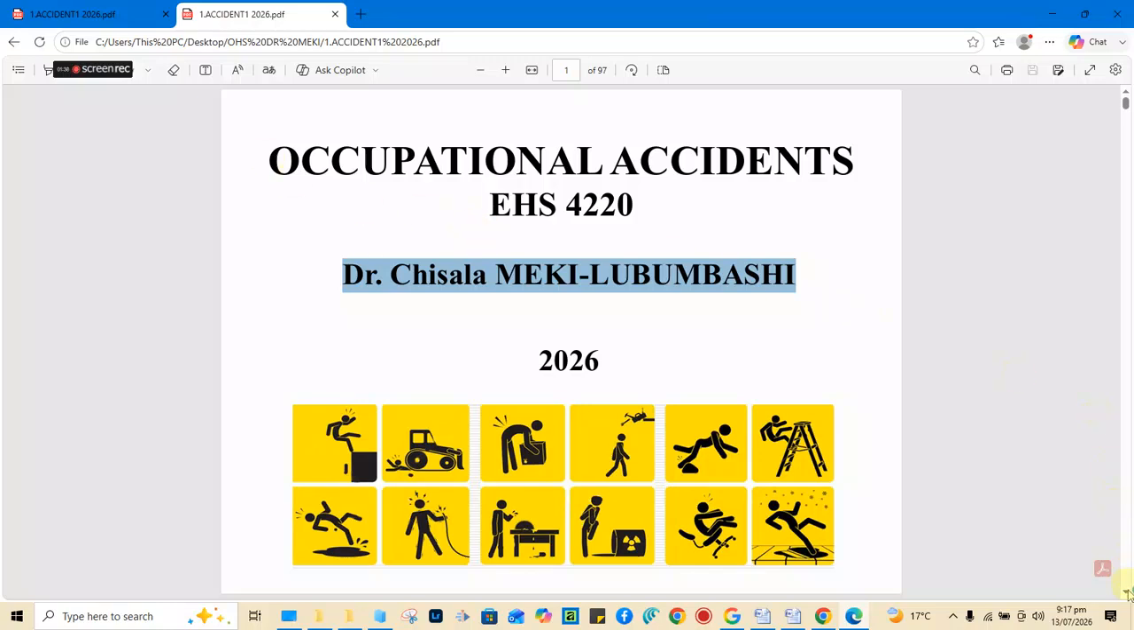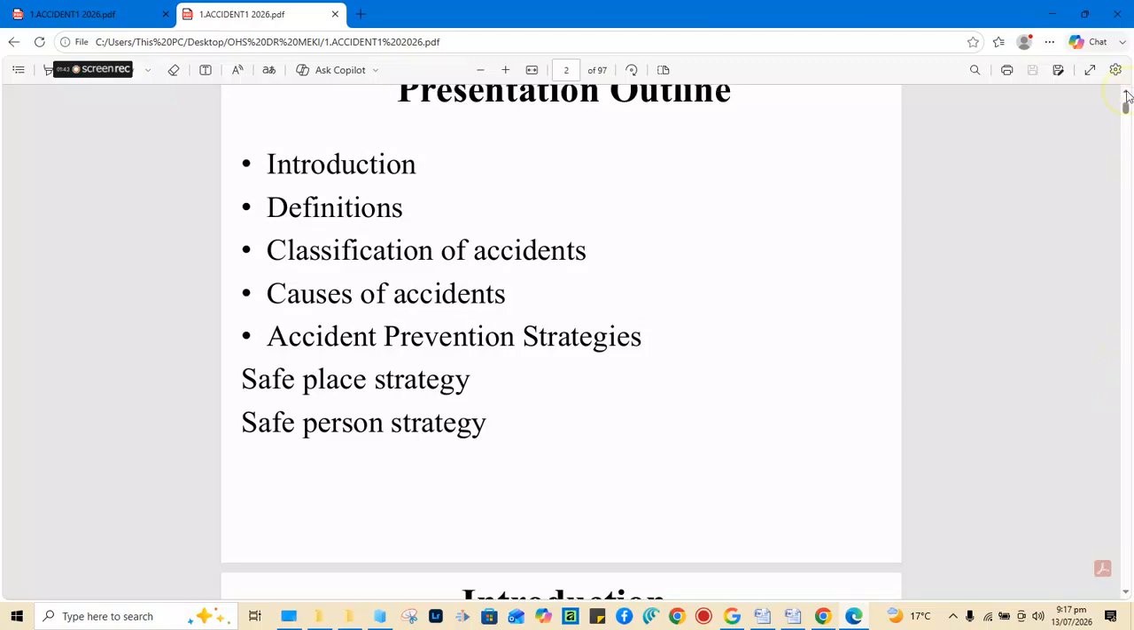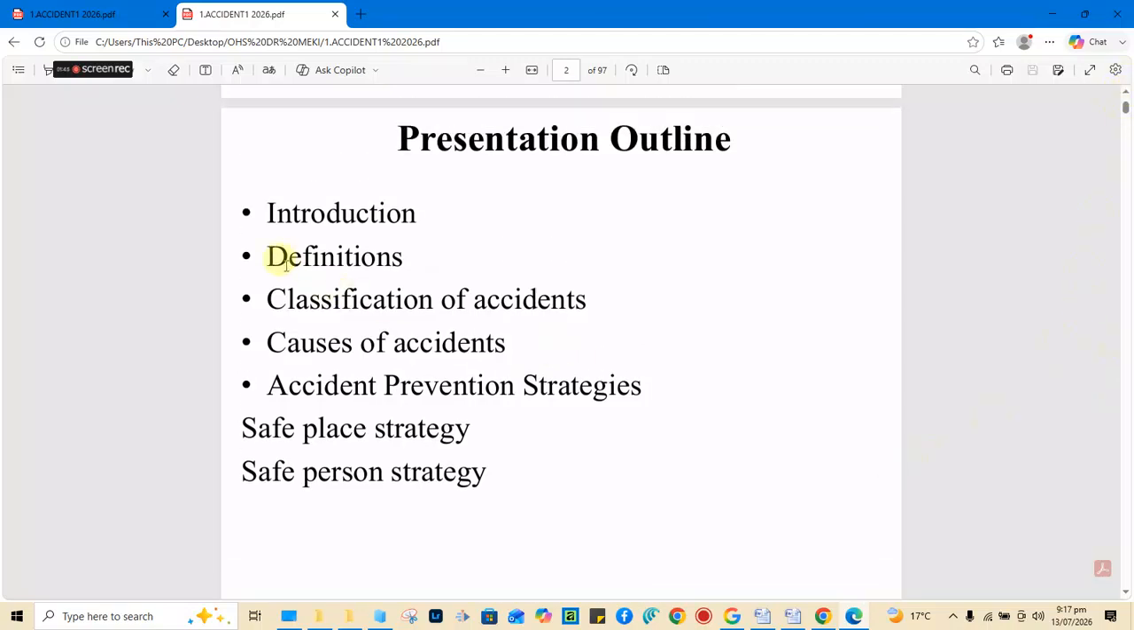All right. So on our very first presentation of objectives or outline, we need to know some of the definitions that are important. Besides that, we're going to have to know the classifications of accidents. When an accident happens, you have to know which category this accident belongs to. Not all accidents are the same, but all accidents are bad. Causes of accidents, we want to know what causes accidents. We would also want to know how to prevent those accidents.